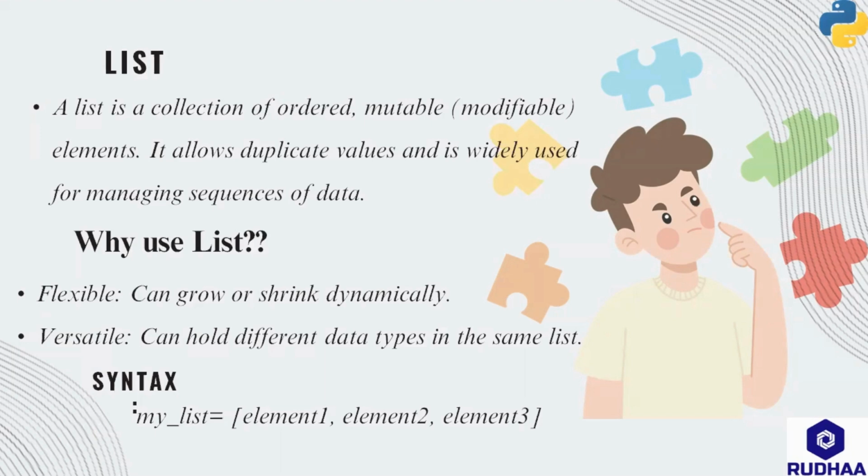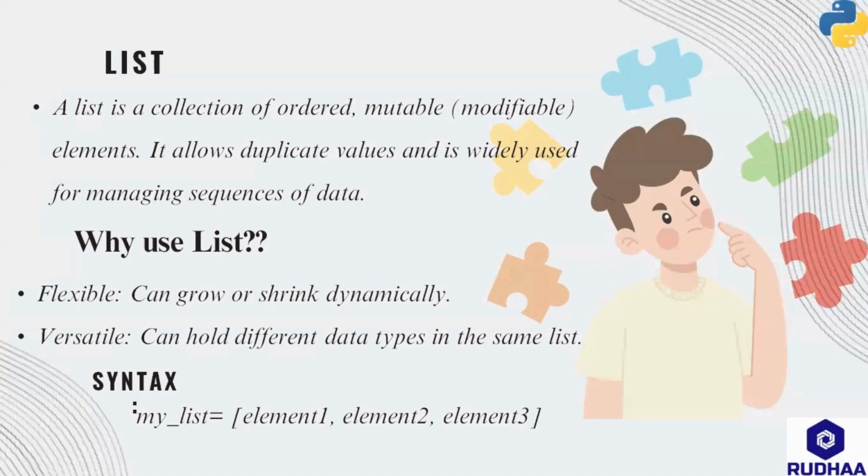It allows duplicate values and is widely used for managing sequences of data. When you have a sequence of data, there will be repetition, that is duplication. So this list will allow the duplication. You can have the same value any number of times. Therefore, it is used for managing a large sequence of data.